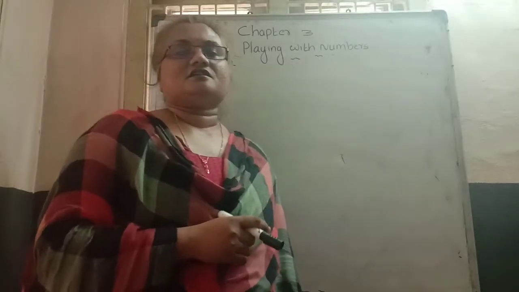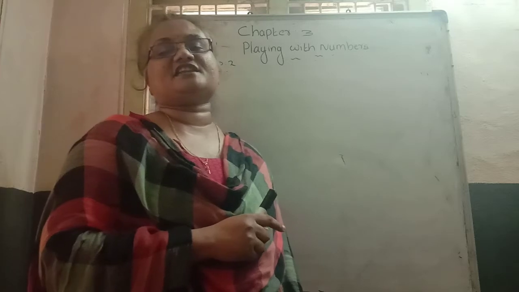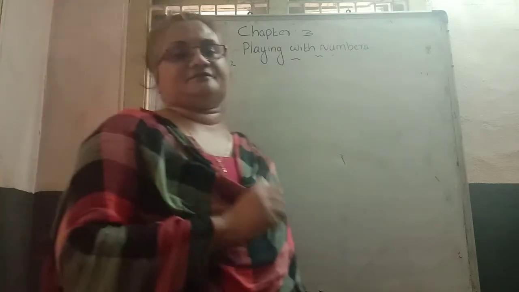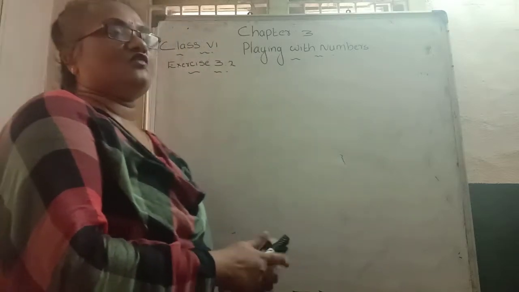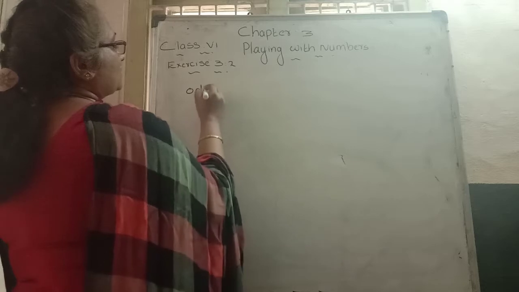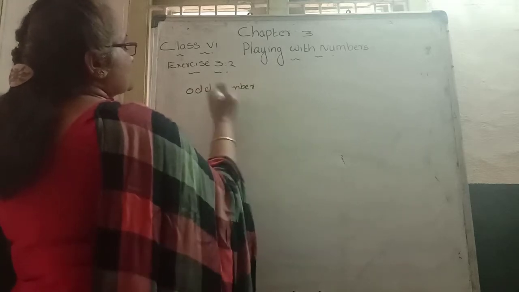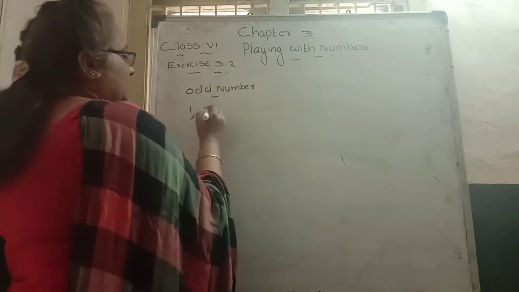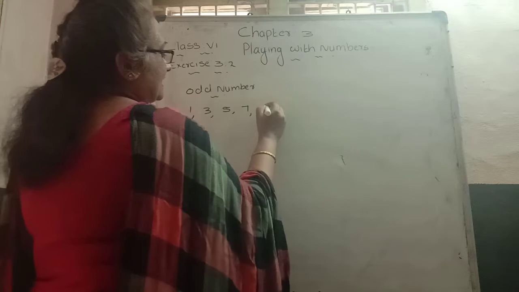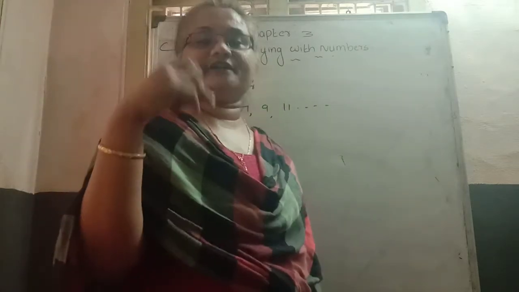Students, now we are going to discuss Chapter 3, Playing with the Numbers. Exercise 3.2. First we discuss odd numbers. What are odd numbers? 1, 3, 5, 7, 9, 11, etc. are known as odd numbers.